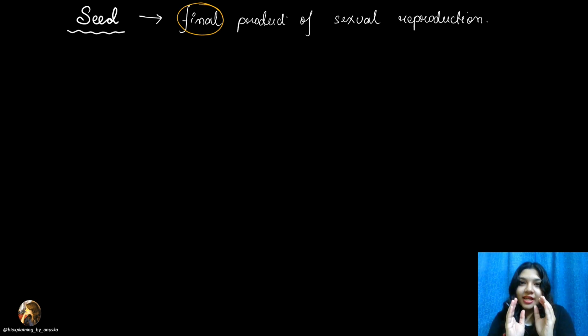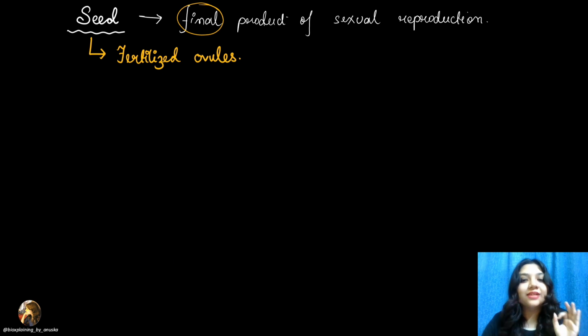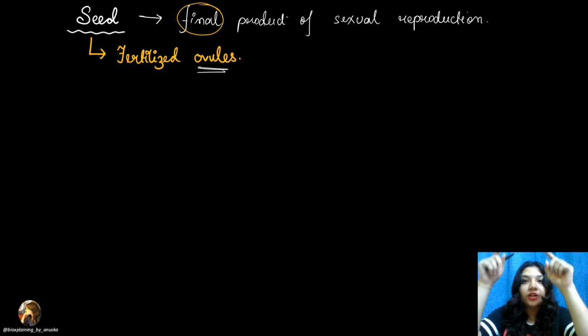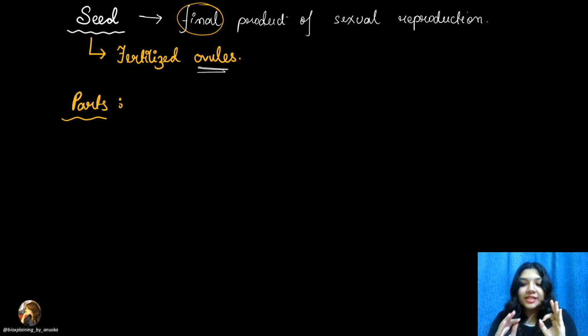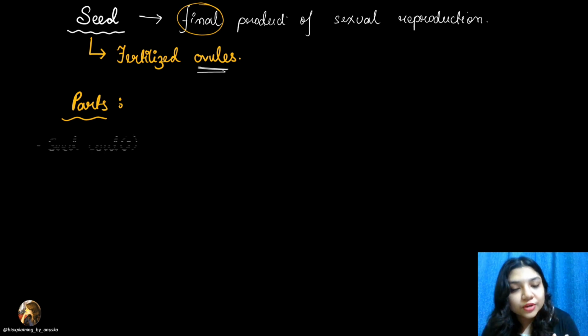So what is the seed? Which part does the seed come from? It is the fertilized ovules. After fertilization, the ovules which are present inside the ovary of the female reproductive part become the seed, right? Now, there are basically three major parts to a seed. Whether it is a monocot or a dicot seed, there are three major parts present. What are the three parts?